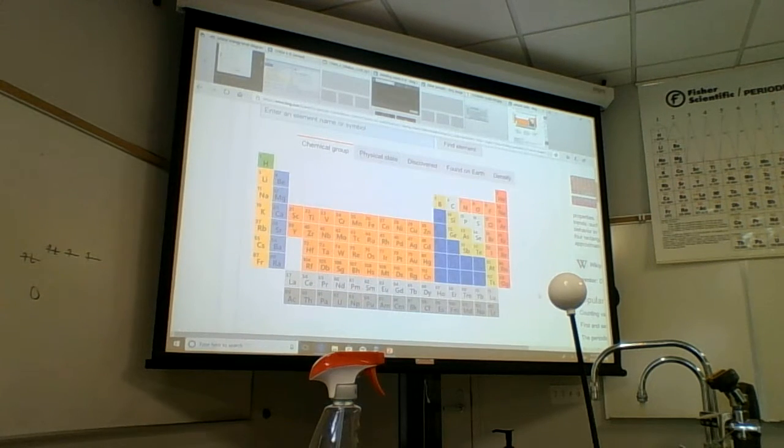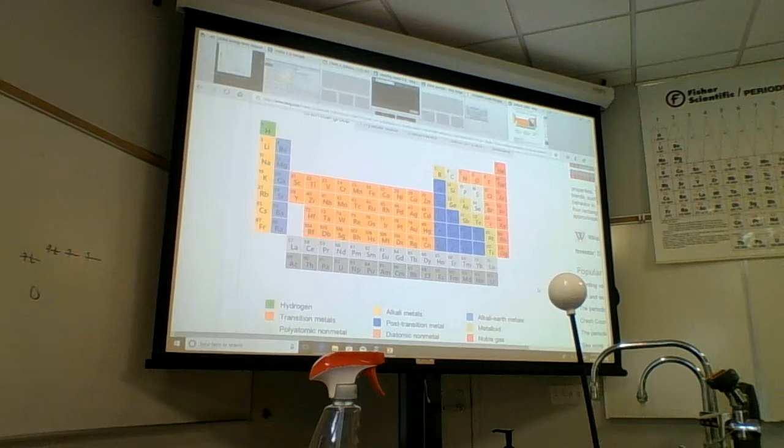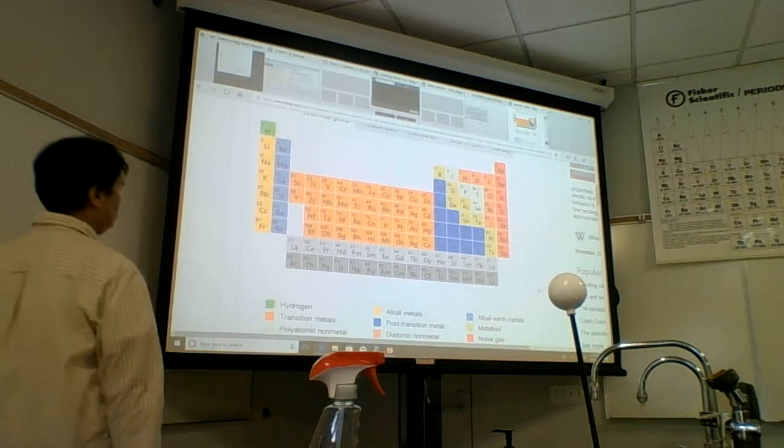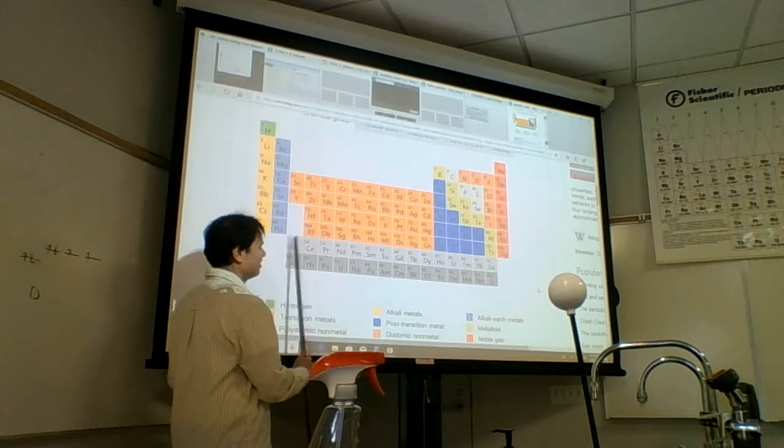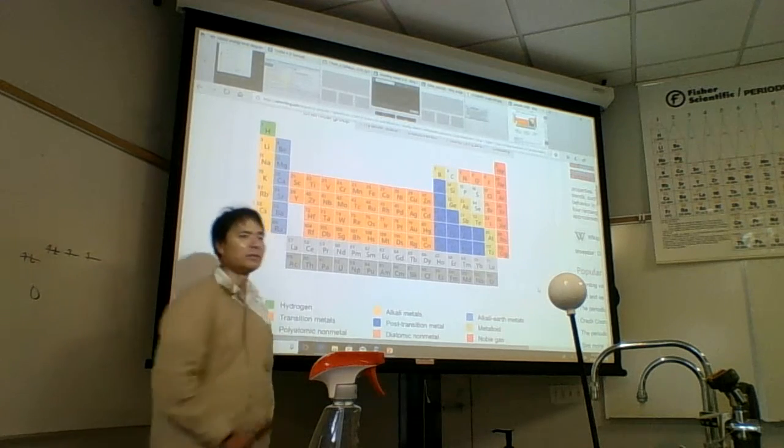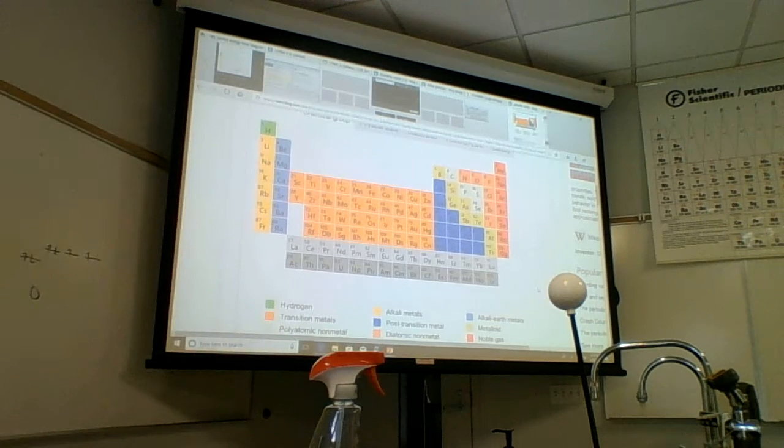Then look at this periodic table. Do you see something different? Yeah, I see something different with the rare earth and the transition elements. And so we're going to look at some of the rare earths now.